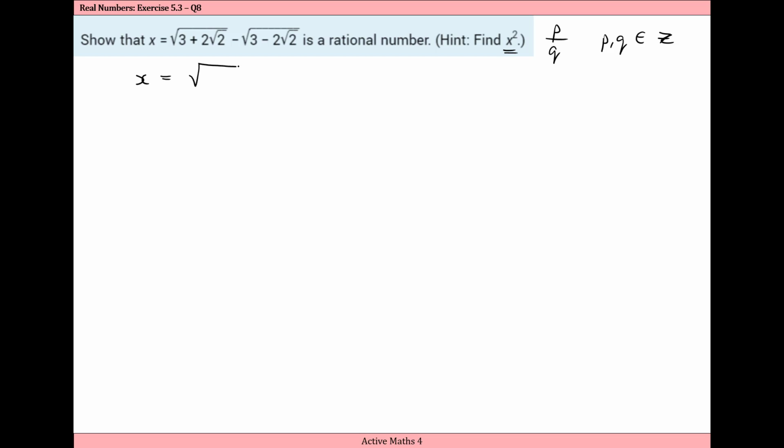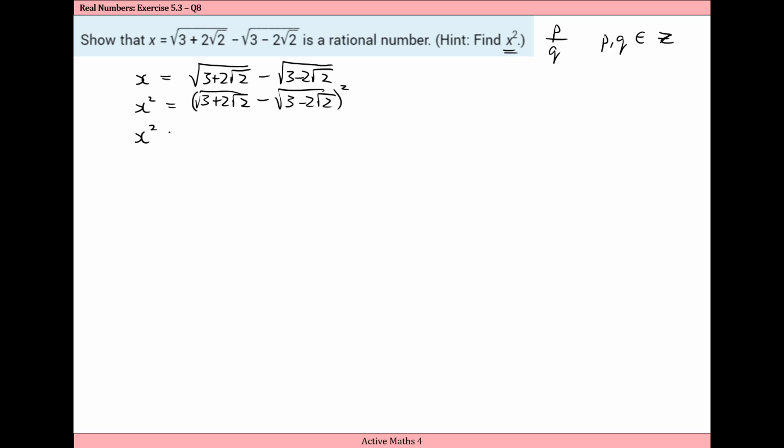x is equal to the root of 3 plus 2 root 2 minus the root of 3 minus 2 root 2. I'm going to square both sides to get x squared. So x squared is equal to, and then I'm going to have a bracket with the root of 3 plus 2 root 2 minus the root of 3 minus 2 root 2, and that's all going to be squared. And be careful not to just square the first term and square the last term. We need to square the whole right hand side.